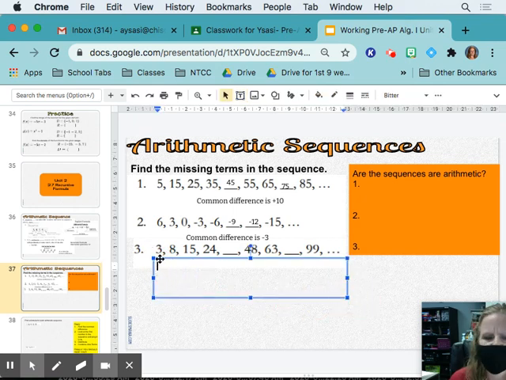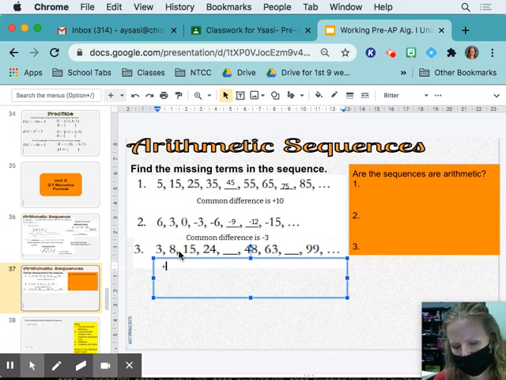Okay, let's look at the next pattern. 3, 8, 15, 24, and so on. How do you get from 3 to 8? Plus 5. What about 8 to 15? Do they have a common difference? No, so this is not arithmetic. But we still need to find out the other terms in the sequence. So then the next one would be plus 9.